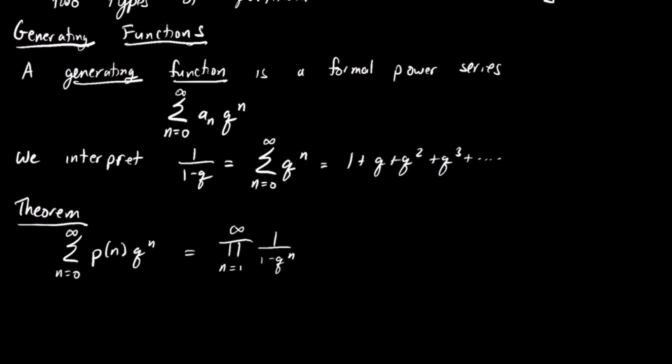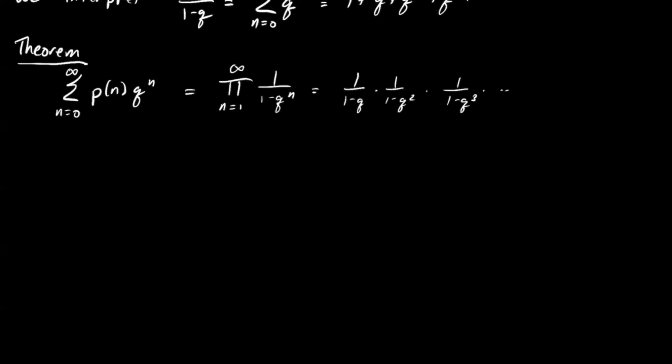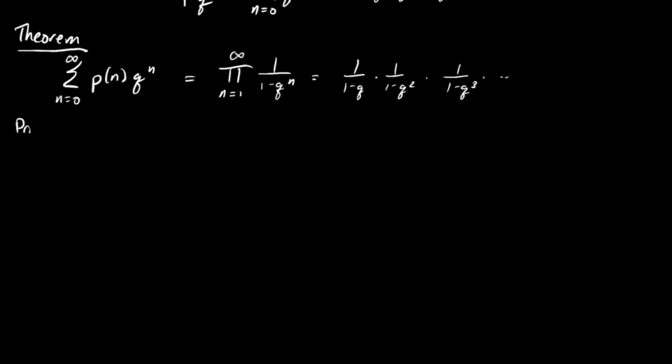And just to clarify what this infinite product looks like, this is saying 1 over 1 minus q times 1 over 1 minus q squared times 1 over 1 minus q cubed, so on and so forth. So this is just going to be an infinite product. So let's prove our very first theorem using generating functions.